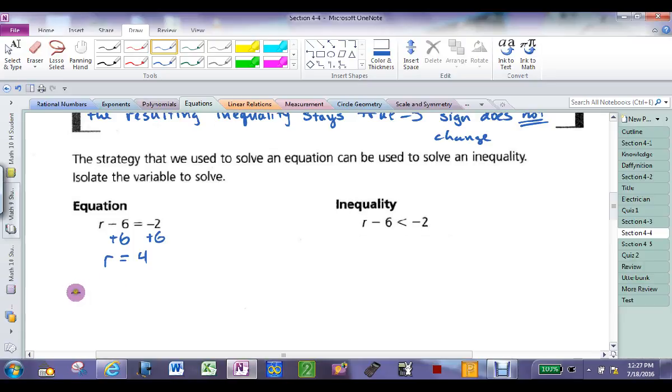So graph it. What's the only number that matters? 4. Is 4 included in the solution? What did I just ask? Is 4 included in the solution? Is it? Yeah. So what do I do?